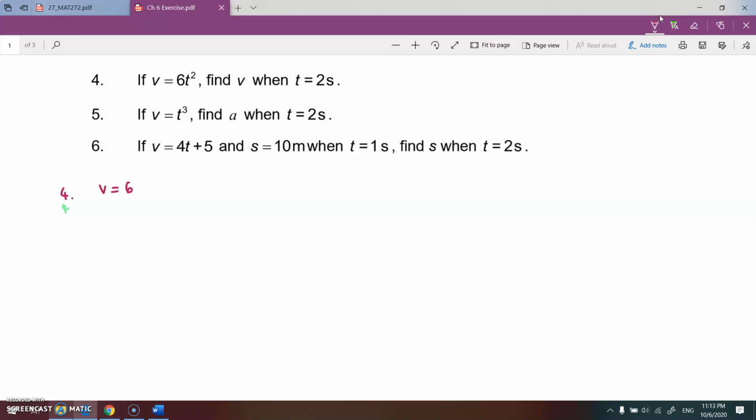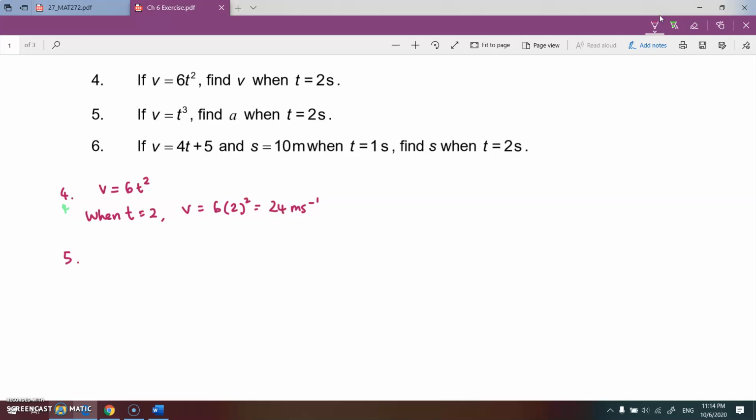Let's say V is equal to 6t squared. So, when t is equal to 2, V is equal to 6 times 2 squared. So 4 times 6 is 24 meters per second.